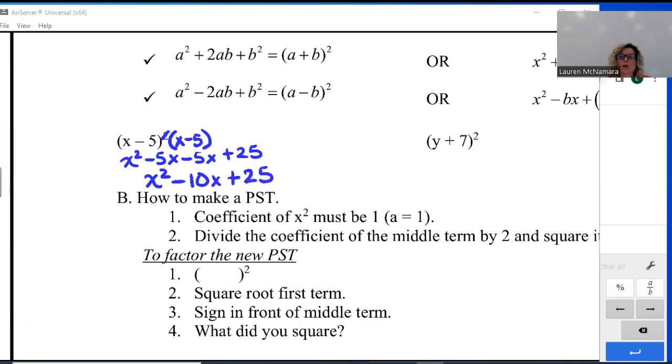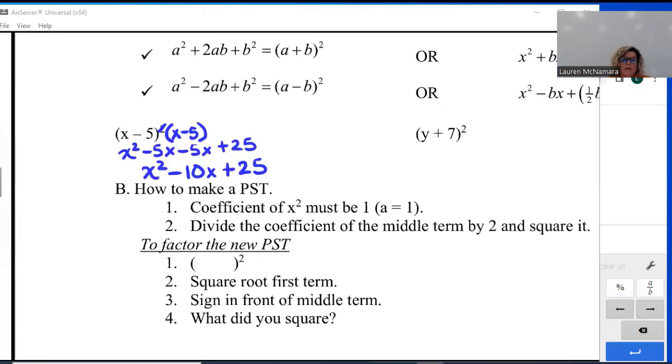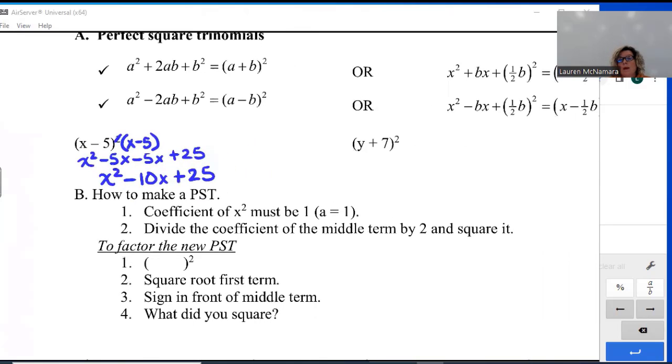So we have our perfect square trinomial. Why do we call it a perfect square trinomial? Because it's a binomial squared. With my y plus 7, I'm not going to multiply it out. I'm going to use my pattern that I have here.